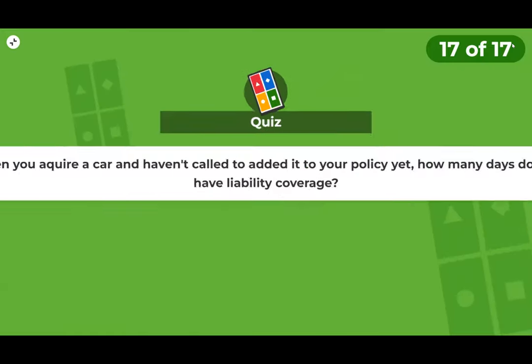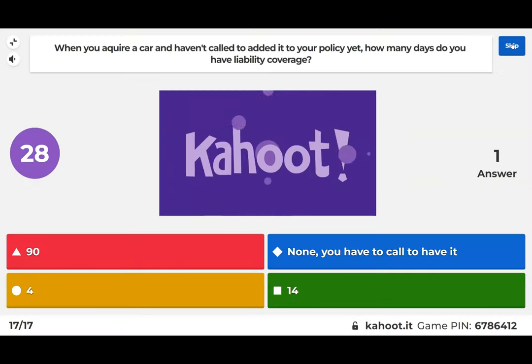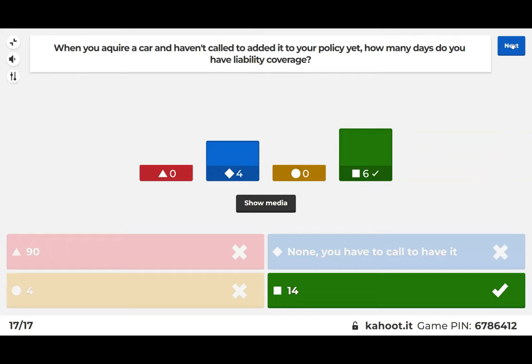All right. Last question. When you acquire a car and you haven't called to add it to your policy yet, how many days do you have liability coverage? Not full coverage, liability. So don't choose four. Don't choose four. That's for full coverage. It is 14 days, yes.